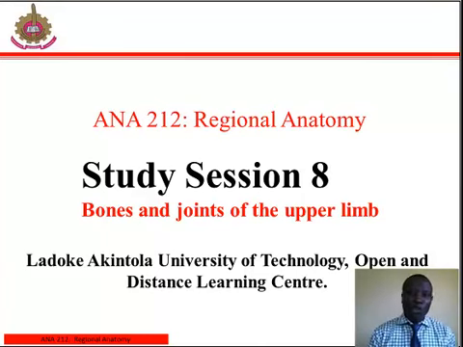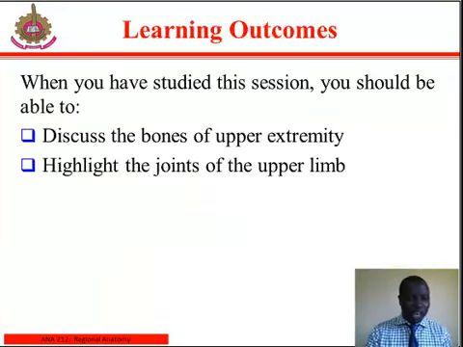You have been introduced to the upper limb in the previous study section. You have learned in detail the divisions of the upper limb. This section is the continuation of study section 7, as you will learn other details of the upper limb. In this study section, you shall be introduced to bones and joints of the upper limb. Relax and enjoy the lecture.